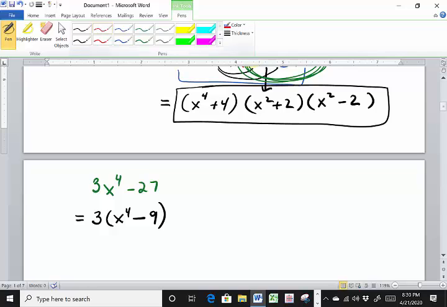Now this right here is the difference of two squares. X to the 4th is a perfect square because this power is even. And then 9 is a perfect square, right? 9 is just 3 squared. So we could write this as 3 times the binomial of x squared plus 3, x squared minus 3.